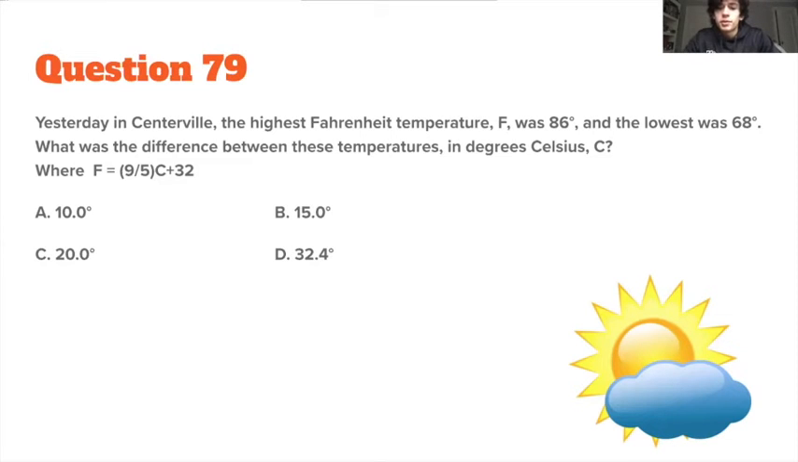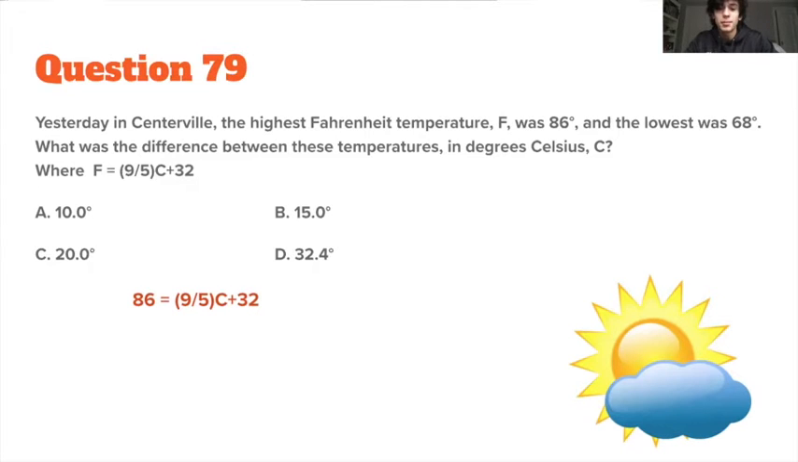Let's start by finding what the question is asking us to do. We are asked to find the difference between the temperature of 86 degrees and 68 degrees in Celsius. Since they are in Fahrenheit, F, we have to convert them into Celsius, C, and then find their difference, or subtract the lowest temperature from the highest temperature. Let's start with 86 degrees Fahrenheit.